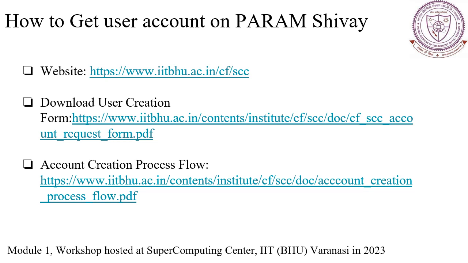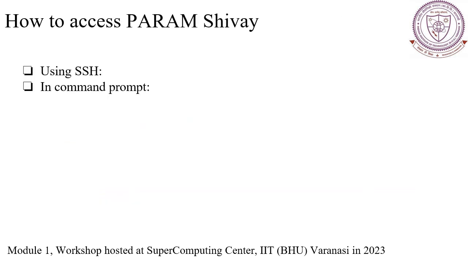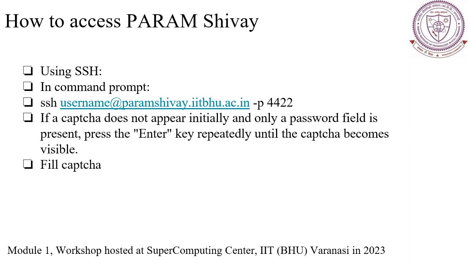Let's see, when you get a user ID, how to access PARAM Shivay. First, we can access using SSH. So open any command prompt, write ssh, your username at the rate, the domain name, that is paramshivay.iitbhu.ac.in. Then specify the port number with -p 4422. Then press enter. If the captcha does not appear initially and only the password field is there, press enter repeatedly until the captcha becomes visible. Then fill in the captcha, then fill in the password, and you will be able to log in to the PARAM Shivay cluster.